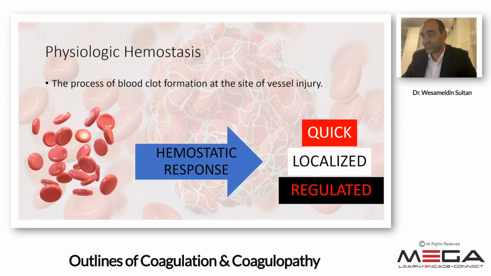Then, what is the meaning of hemostasis? Hemo means blood, stasis means to stop. So it is a physiological mechanism, the process of blood clot formation at the site of vessel injury. So once we have bleeding, the hemostatic response starts as quickly as possible to stop bleeding and prevent blood loss, and it should be localized at the site of injury only, to prevent thromboembolic manifestations, and be regulated by certain mechanisms.